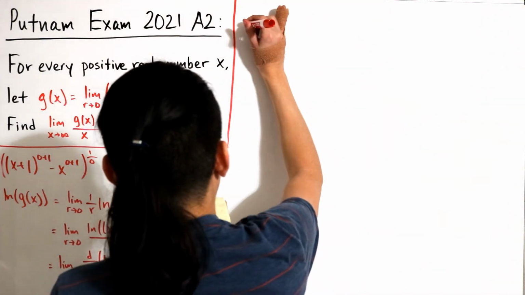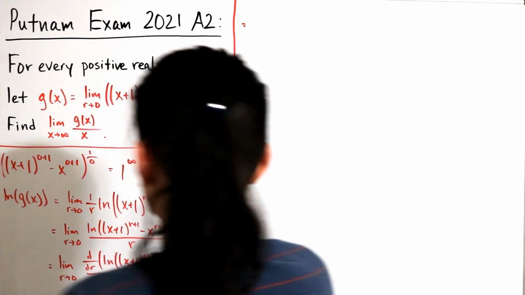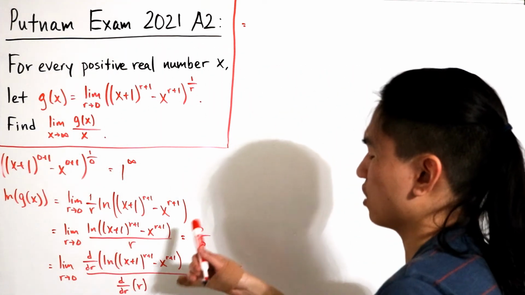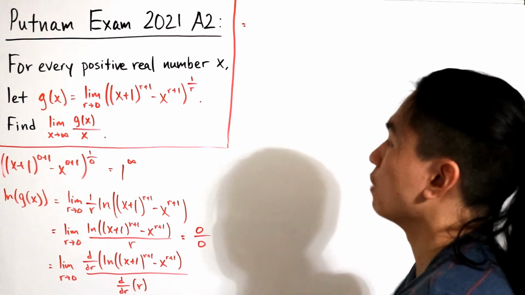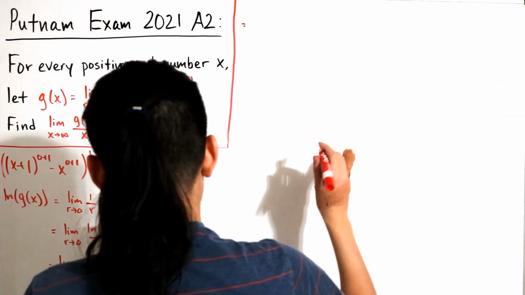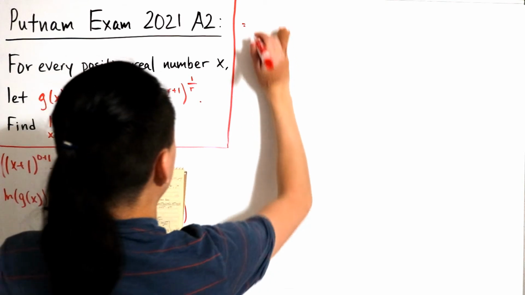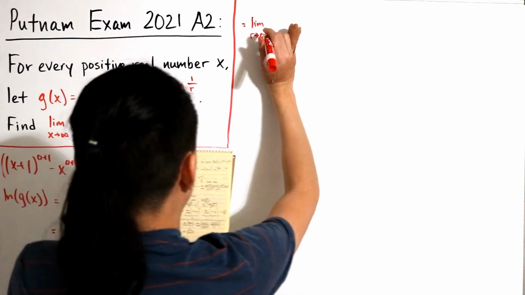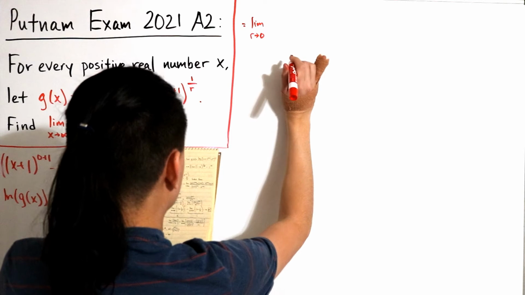And we see that since we have a natural log, we take its derivative, which is 1 divided by whatever the inside expression is, then multiply by the derivative of the inside expression. And so we see that the following we have is the limit as r approaches 0. So just applying that whole natural log derivative.